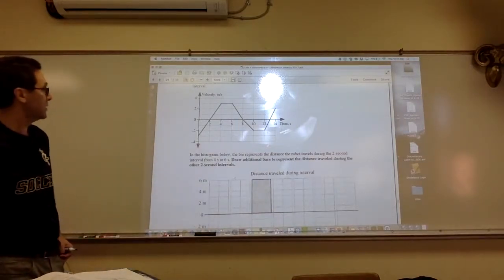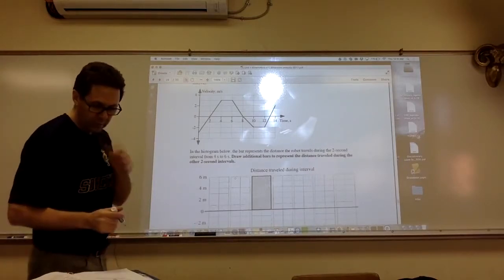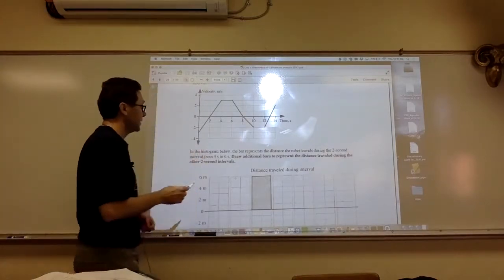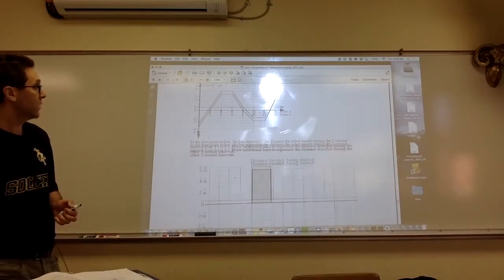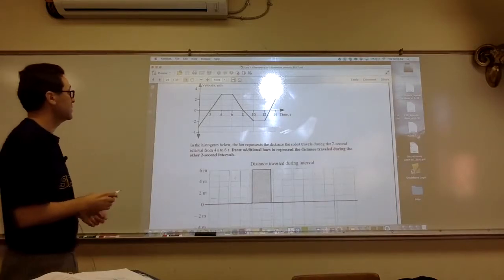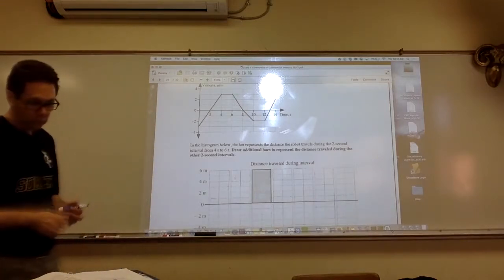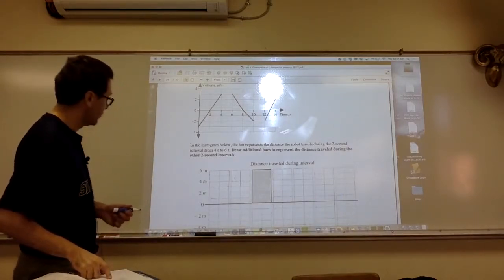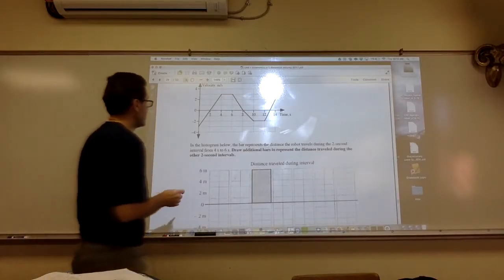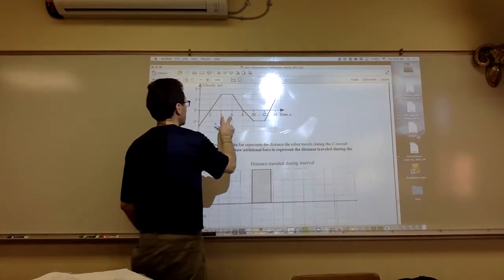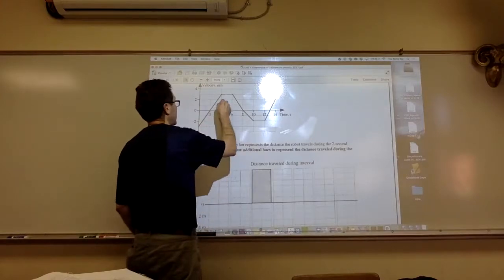Let's look at number 18. Now this one is talking about distance traveled, not displacement. So we have to find the displacements and change them into distances. What it's given us here is from 4 to 6 seconds. It's given us that graph. It says that it covers 6 meters. So from 4 to 6, what is that? 2 times 3, that's 6, right? That's the area there.